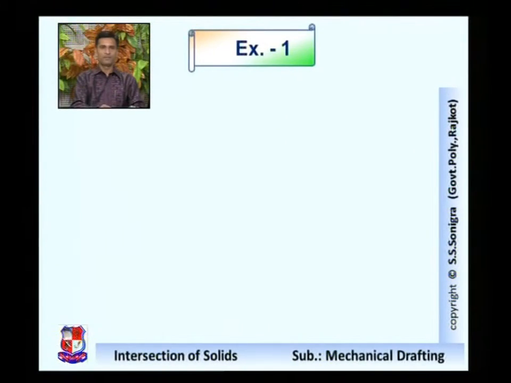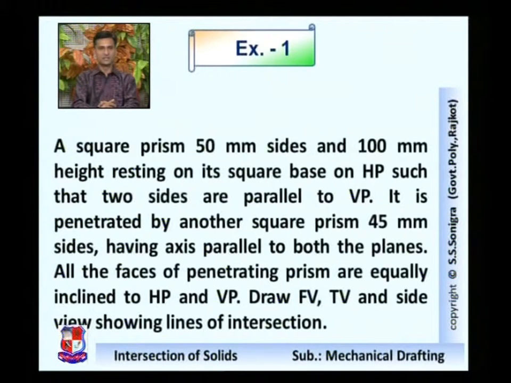Now first problem, example number 1. The data is given like this: a square prism, 50 mm sides and 100 mm height, resting on its square base on horizontal plane, such that two sides are parallel to vertical plane. It is penetrated by another square prism, 45 mm sides, having axes parallel to both the planes. All the faces of the penetrating prism are equally inclined to HP and vertical plane. Draw front view, top view and side view showing the lines of intersection.